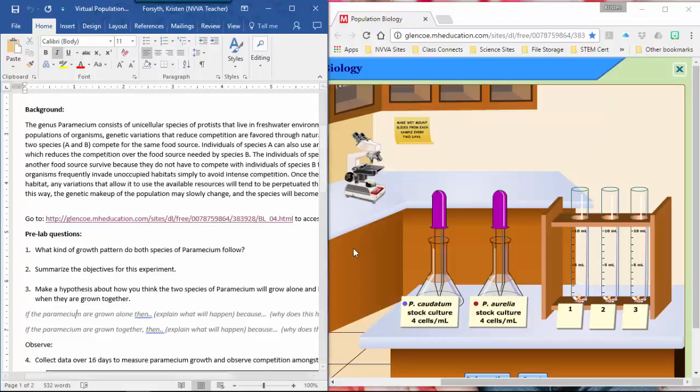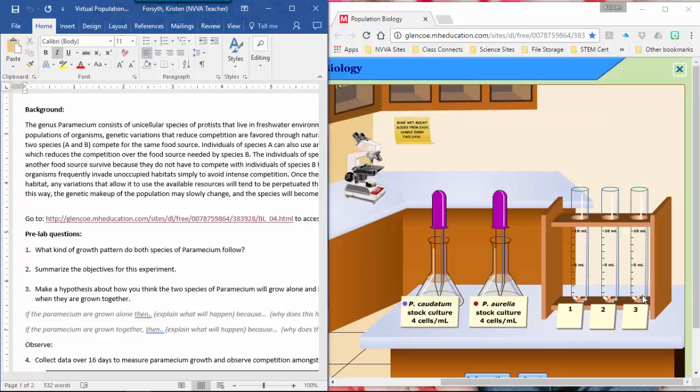Okay. And there also are some notes in the recording from 3:16 and 3:17, in which we did this lab together. So first thing that you have to do is make your hypothesis first. We're going to set up a test tube that has paramecium caudatum by itself. We're going to have a test tube that has paramecium aurelia by itself. And then we will have a test tube with both samples included.